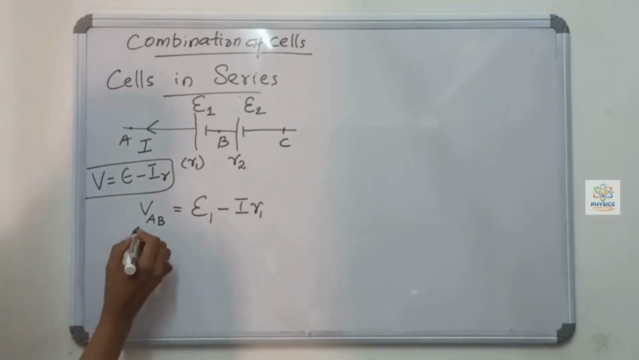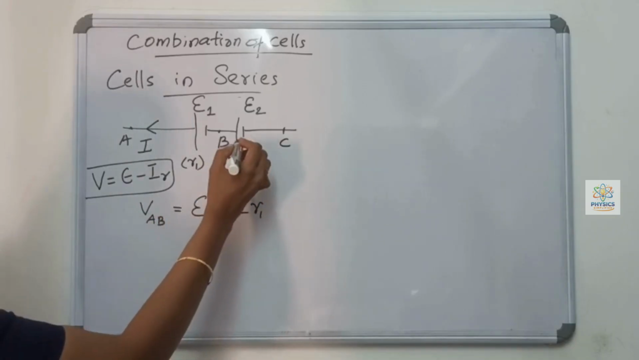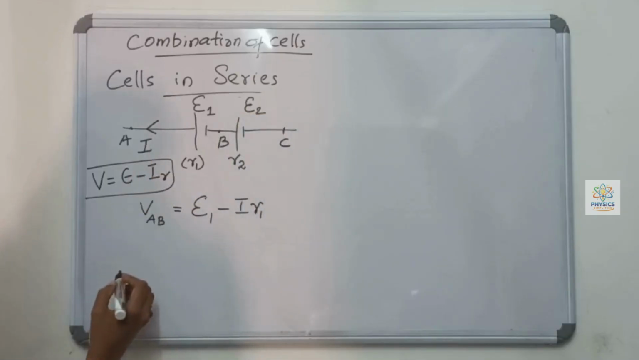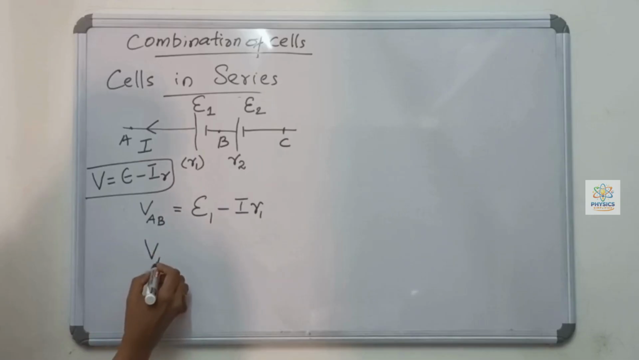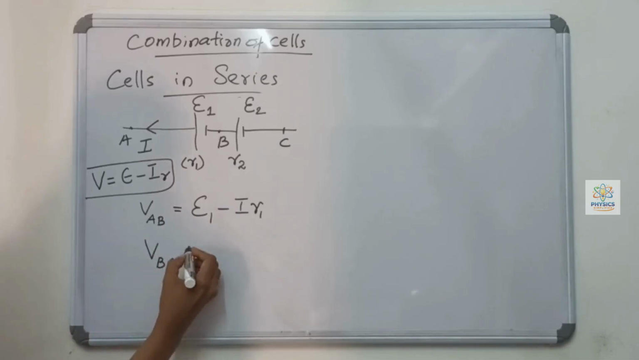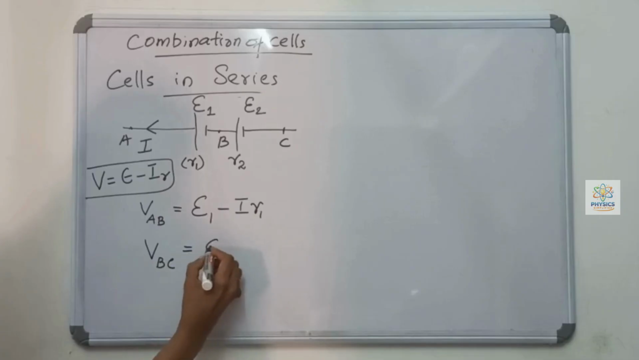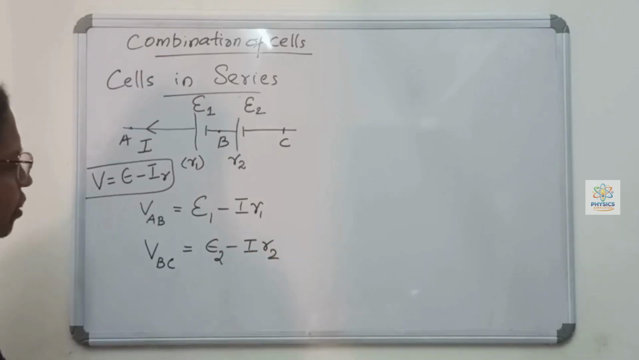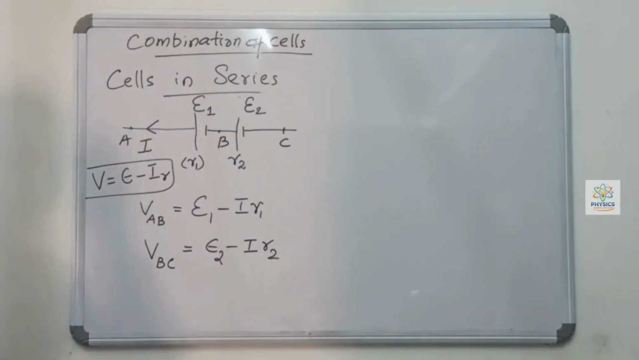And next we have to write the potential difference of the terminals of the second cell, which can be written as VBC, which is equal to E2 minus I into R2. Here E2 represents the EMF of the second cell, R2 represents the internal resistance of the second cell.